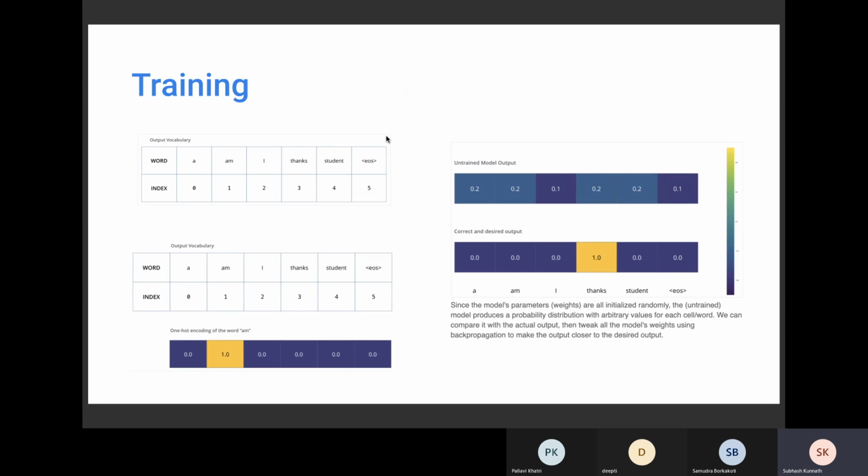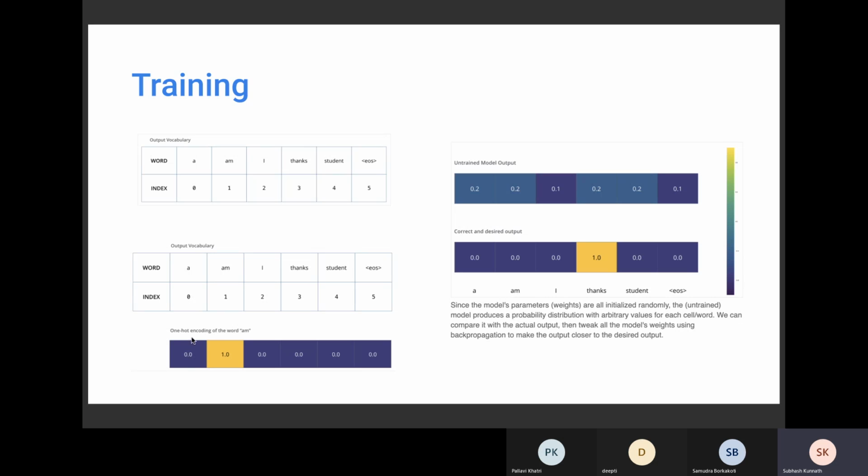So let's also have a look at how the training is done in transformers. Say your whole corpus has this many words and only five tokens, including end of session. If you are one hot encoding am, you are supposed to have a vector like this, where am will be 1 and all others will be 0.